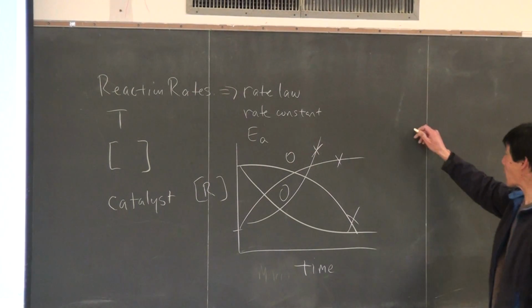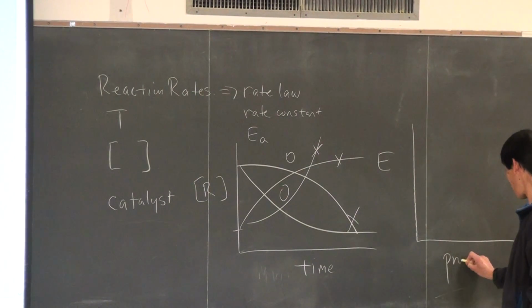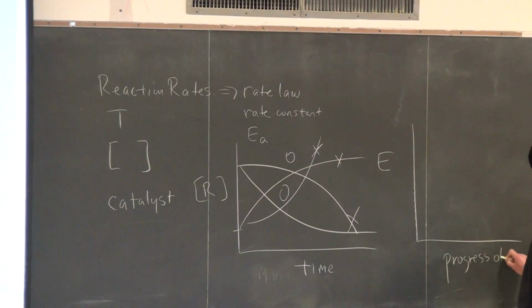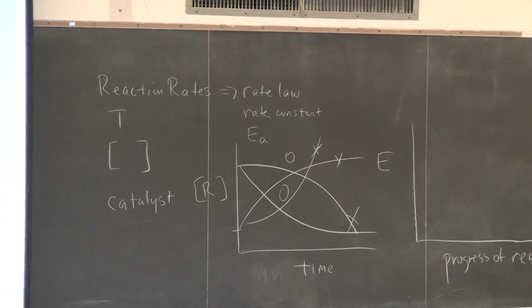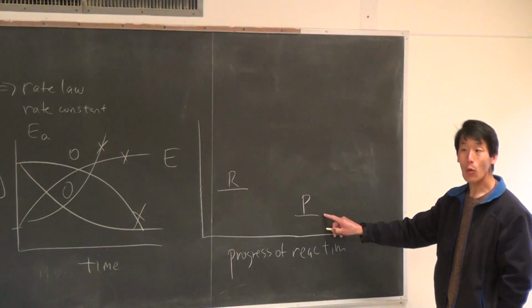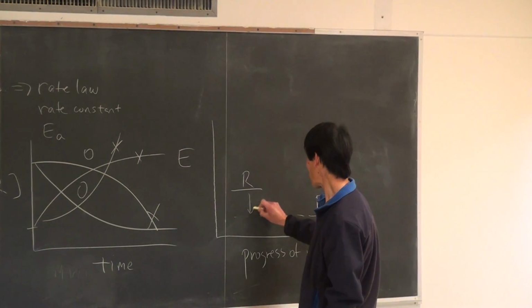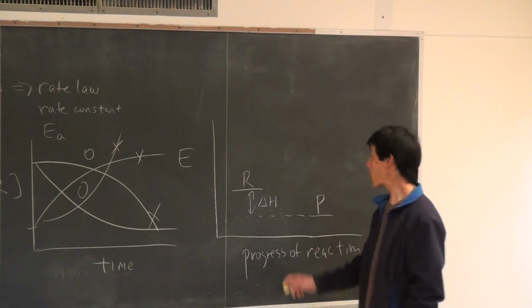And then we also looked at another graph in which we plotted energy versus the progress of reaction. If we use a horizontal line, this represents the energy of the reactants, and then the second horizontal line represents the energy of the products. The difference in these two energies represents what quantity? Okay, delta H. So look at this difference here. That's delta H.